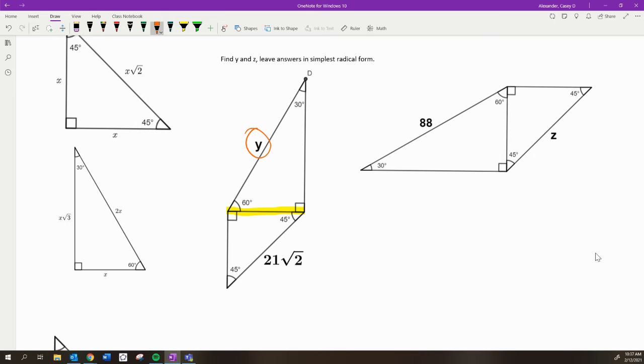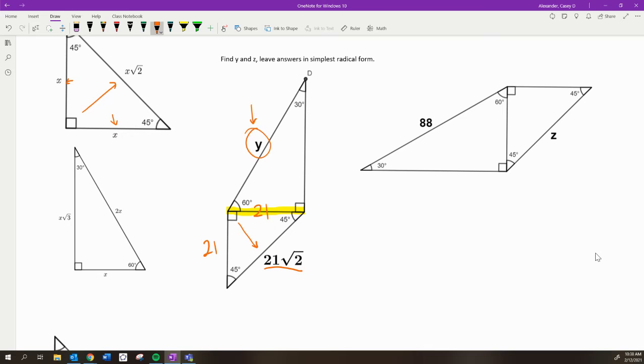So you might want to pause the video right now, look at this, and see if you can say, well, if the hypotenuse of this 45-45-90 is 21 root 2, what's the length of the hypotenuse of the 30-60-90? So pause, see if you can figure it out. And now I'll tell you, right? Because in a 45-45-90, these two sides are the same, and the hypotenuse is that length times the square root of 2. Well, this is 21 root 2, which means each of these two sides is 21.